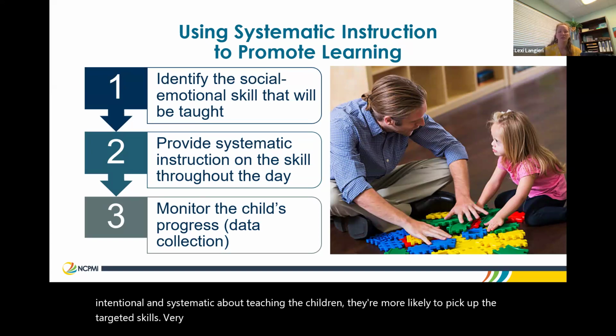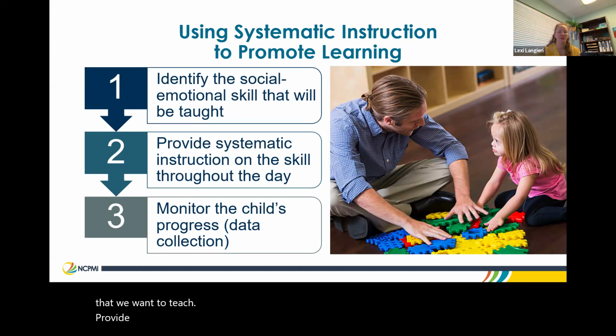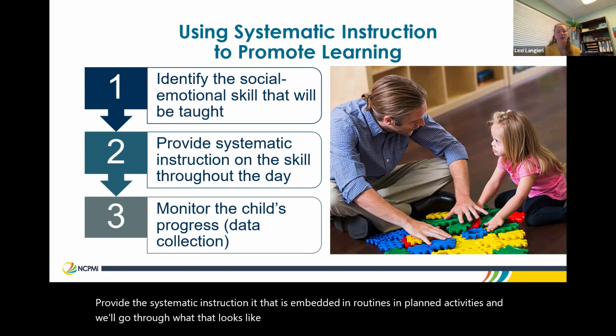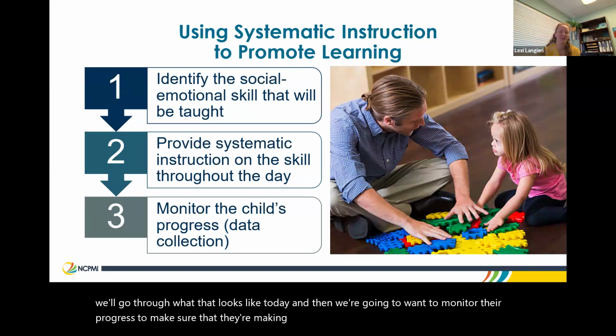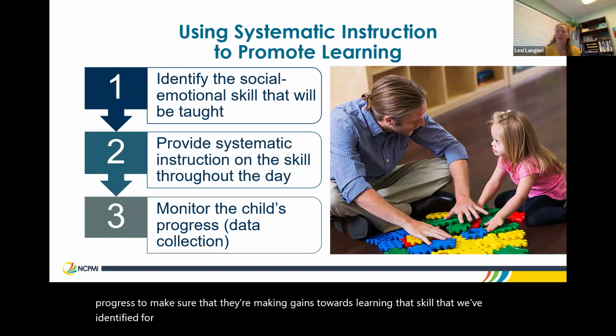And so the three major steps are going to be to identify the skills that we want to teach, and provide that systematic instruction that is embedded in routines and planned activities. We'll go through what that looks like today. And then we're going to want to monitor their progress to make sure that they're making gains towards learning that skill that we've identified for them. If not, then the strategies that we're using are not as effective.